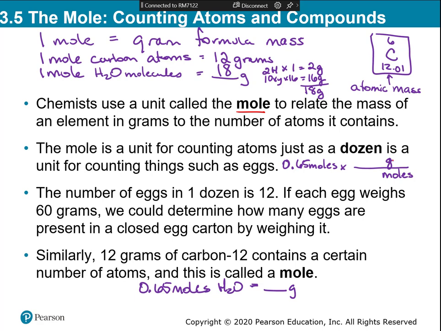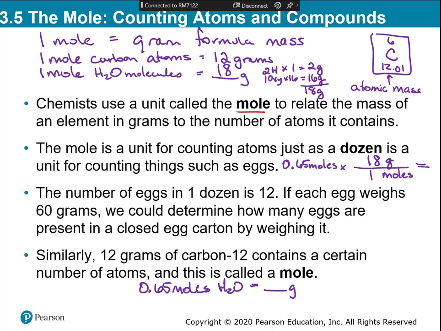So now based on the formula mass, what do I put in front of grams? 18. Moles gets a 1. So I'm just using the number of grams in one mole as a unit conversion to be able to convert from moles to grams. And it's only one step. As long as you figure out the formula mass first, it's just a single step.